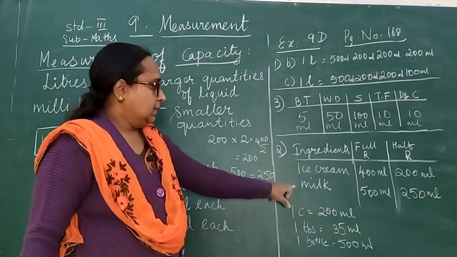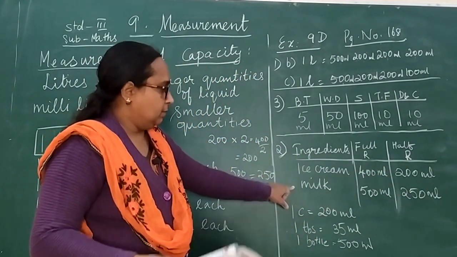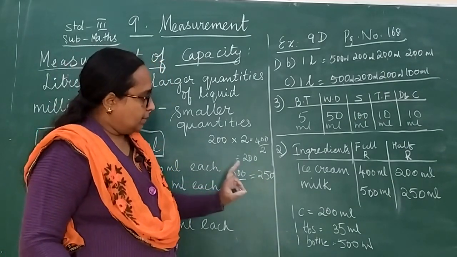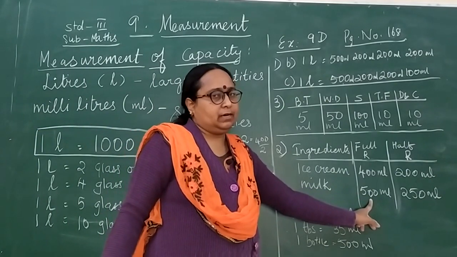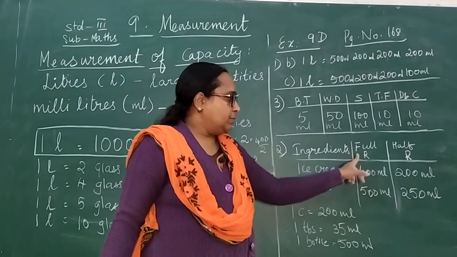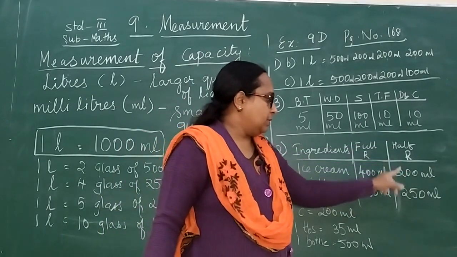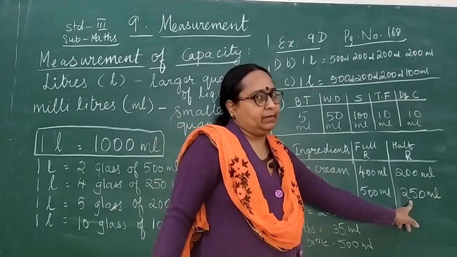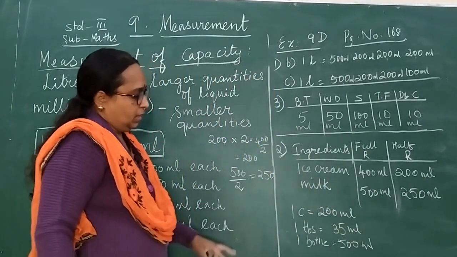Now milk, that is 1 bottle of milk. So 1 bottle is 500 ml, not liter, 500 ml for the full recipe. And when it is the half recipe, you just divide it by 2, so you will have 250 ml. So the same thing you can do for the others.